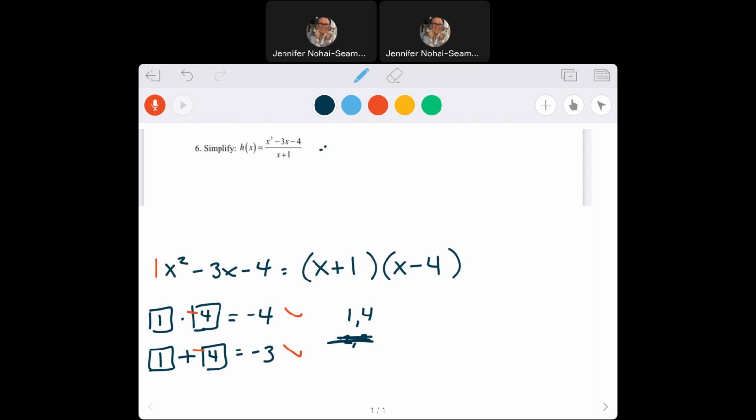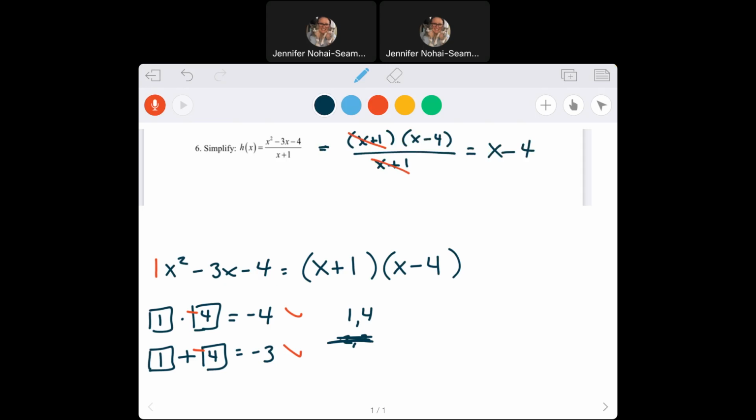And so let's write this out in our numerator here. We have x plus 1, x minus 4, and then we have the x plus 1 on the denominator. All right, so we do see two that match up. We have those x plus 1s matching up, and so we can actually cancel those out. And so our answer equals x minus 4.